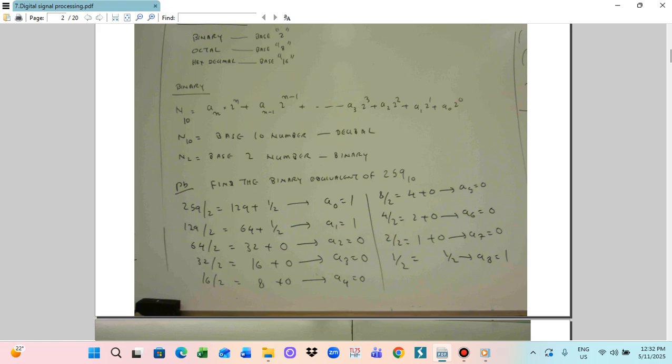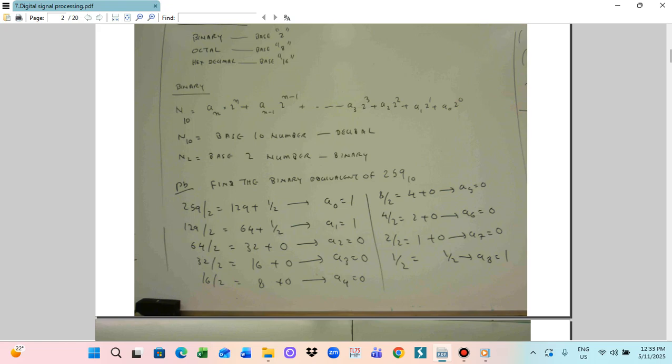And also you can divide 32 by 2, so the result will be 16. The remainder is 0, so A3 is equal to 0. And then 16 divided by 2, the result is 8, remainder is 0. Because the remainder is 0, A4 is equal to 0. And there's 8. 8 divided by 2 is 4, remainder 0. Because the remainder is 0, A5 is equal to 0.